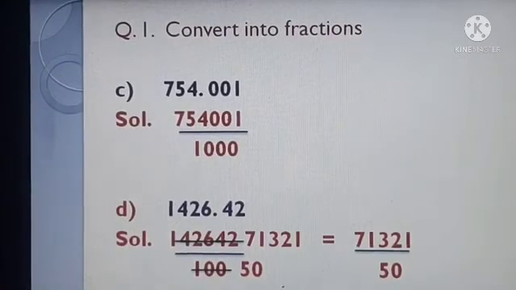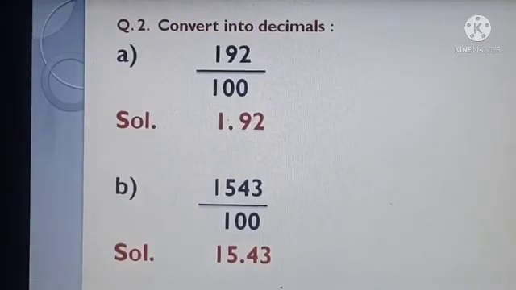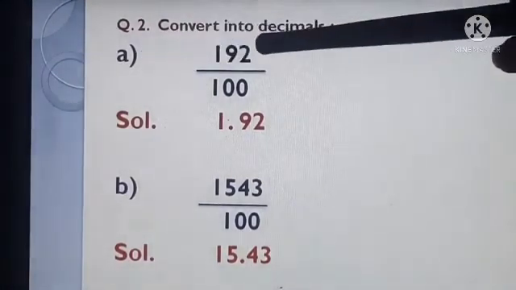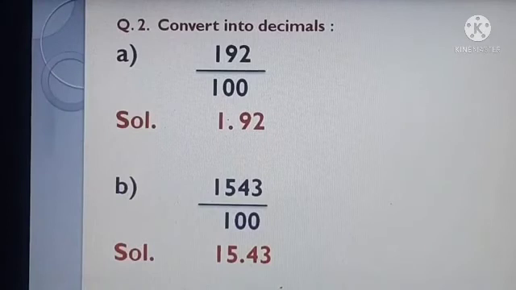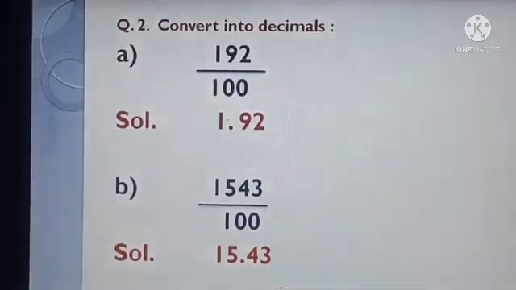If the fractional number is not in the lowest form, then you have to convert it into lowest form also. Now question number 2, convert into decimals. Now fractions are given and we have to write them in the form of decimals. A part: 192 upon 100. Now this is the reverse of the previous question. The first step for solving it is to count the number of zeros following 1 in the denominator. So count the zeros in the denominator: 1 and 2. 2 zeros are there.